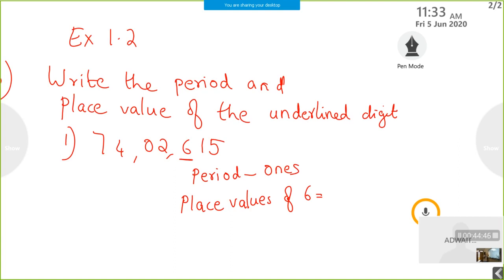Next day onwards, I will ask questions. When I call the names, you have to unmute and give the answer. Okay. Today I'm not getting any response from your side. So next day onwards, you have to give the answer. Now place value of 6. 6 lies in which place? Hundreds place. So its place value, you can write as 6 hundreds, which is also equal to 600.